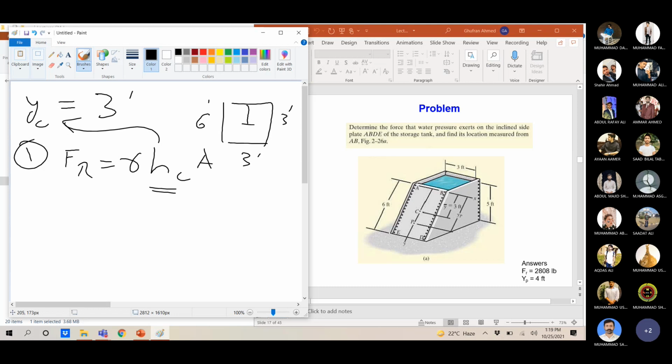Okay, very good. If you have all the dimensions given to you, can you find hc if this is 6 foot and this is 5 foot? Yes sir, sin theta will be equal to 5/6, so 3 multiplied by 5/6. So hc would be 2.5 feet.